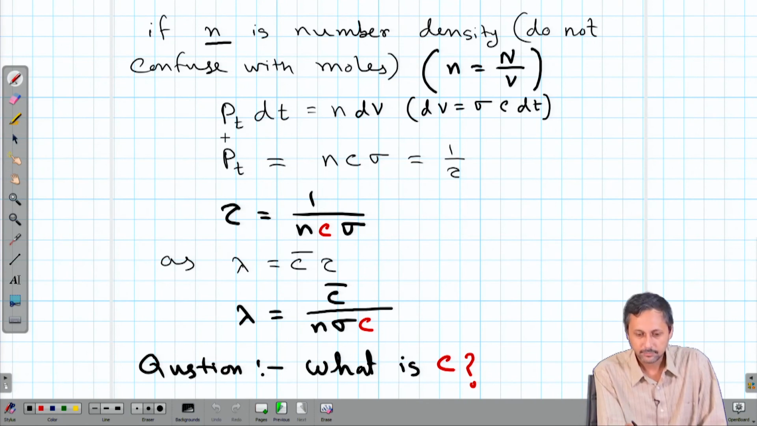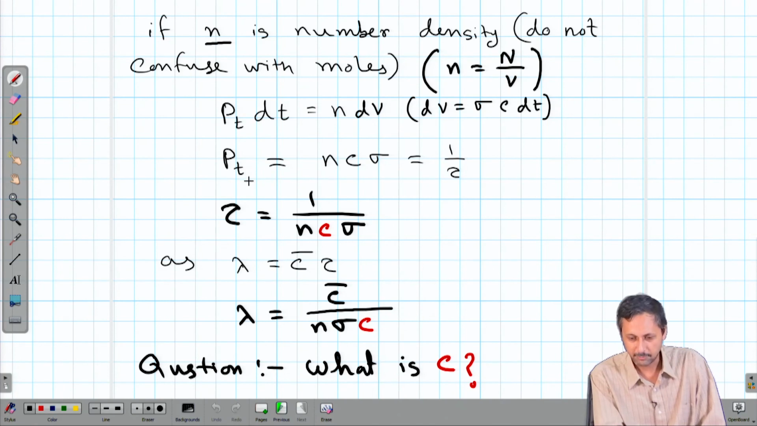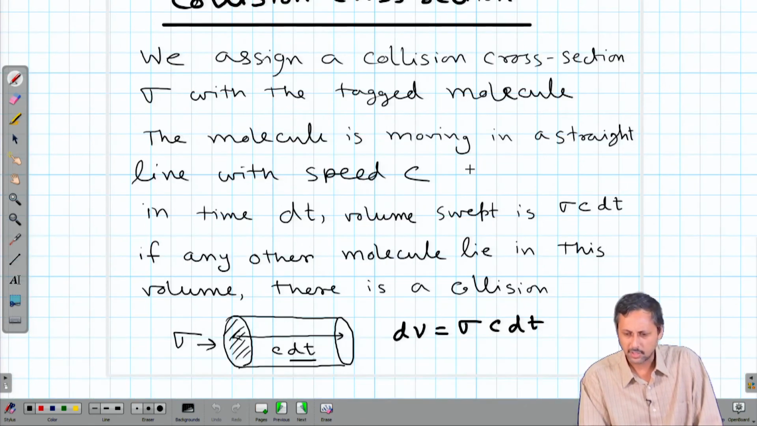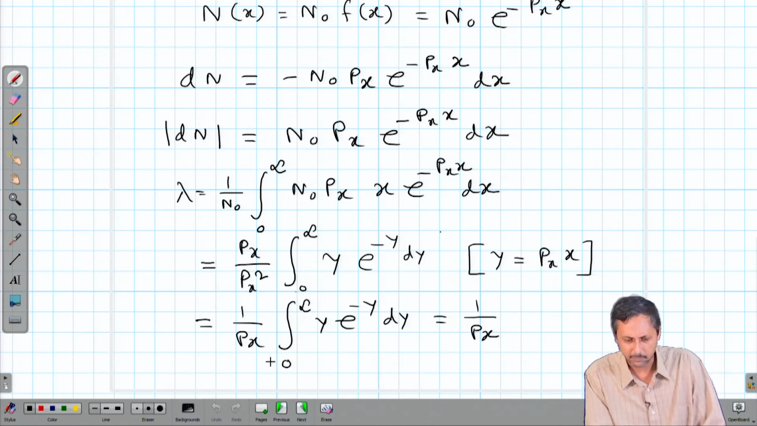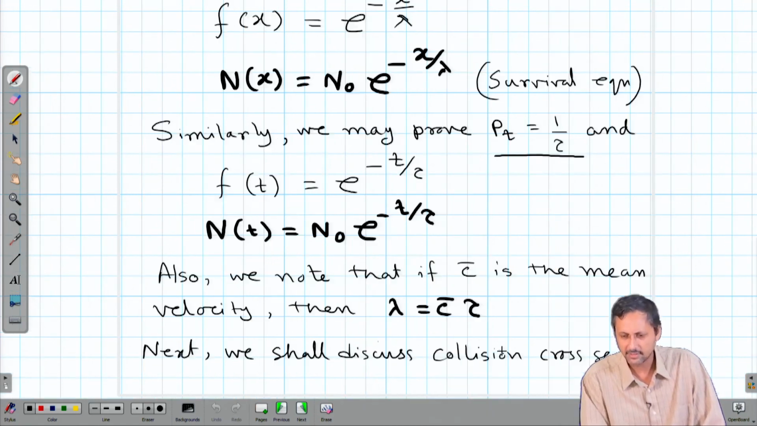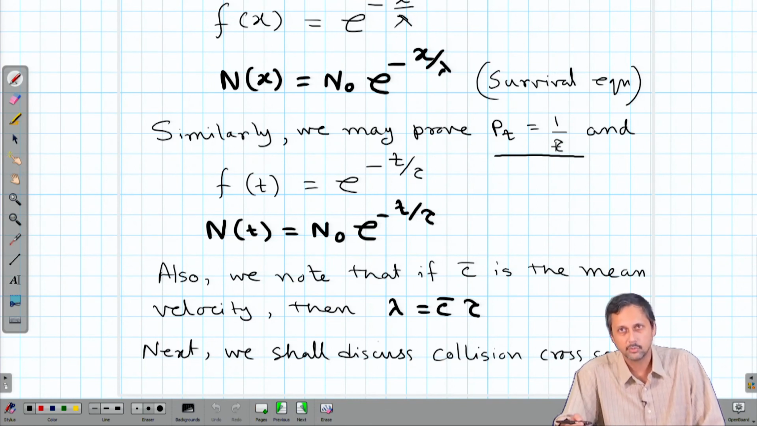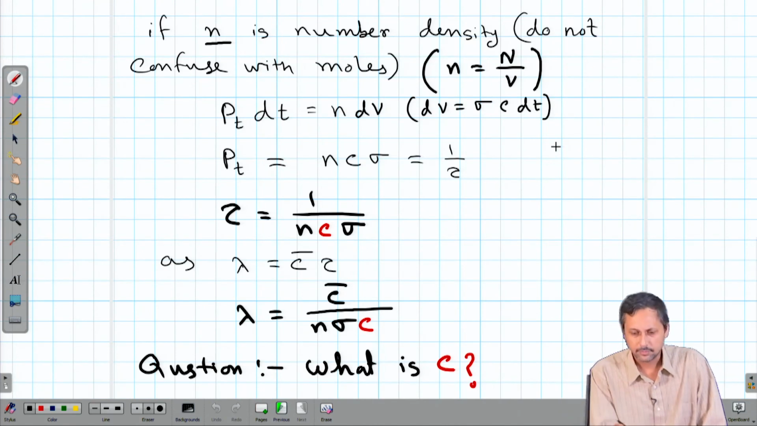Okay. So, we see that dt cancels out from both sides, and we have Pt is equal to n c sigma, which is equal to 1 over tau, as we have seen Pt is equal to 1 over tau. We have not computed that explicitly, I will just leave it to you for that computation. The way we have proved that lambda is equal to 1 over x, similarly we can prove that tau is equal to 1 over Pt, or Pt is equal to 1 over tau, right. So, then we get a relation tau is equal to 1 over n c sigma.